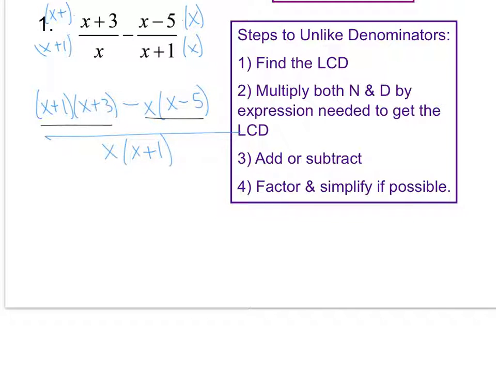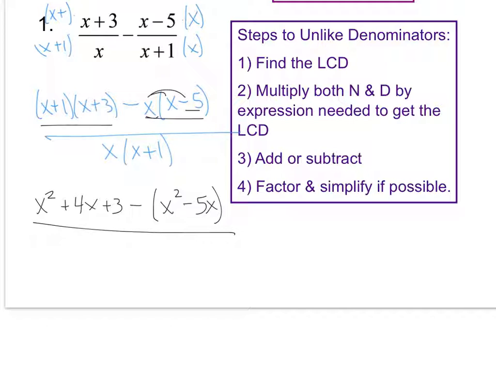So x plus 1 times x plus 3 is x squared plus 4x plus 3, and again that was because we could use either FOIL or the box method, minus, and now I'm going to put this all in parentheses, because if I distribute that x, I get x squared, and then x times negative 5 is minus 5x. So now I have to make sure that I'm subtracting both terms, because I don't want to forget and have a double negative and miss that, or just forget that I'm subtracting both terms, all over x times x plus 1.